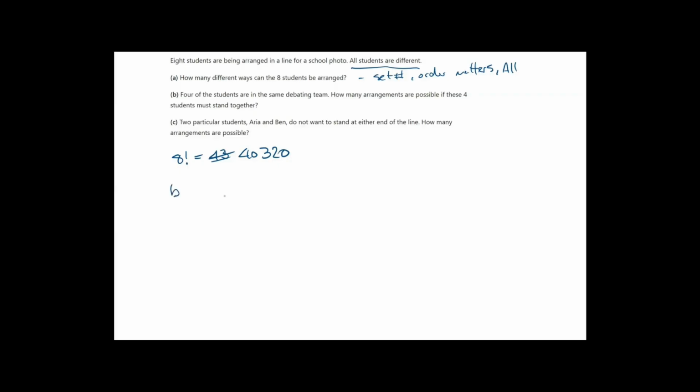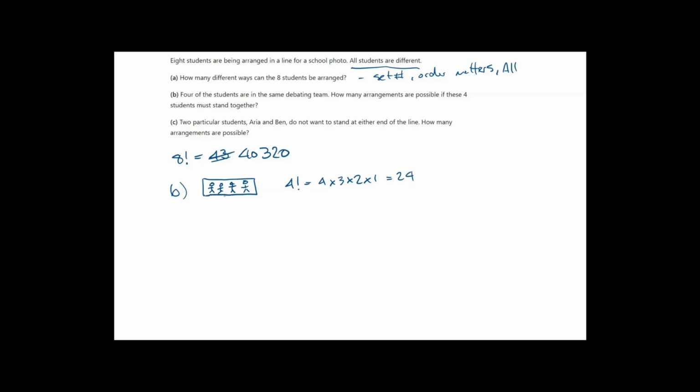So for B, there's still 8 students, but 4 of them are together. So we need to do permutations separately. So here are our 4 students who are in the same debating team. It's a pretty realistic drawing of these people. This guy doesn't have a head, doesn't have a neck. How many ways are there of arranging the debating team? That's going to be 4 factorial. So that's going to be 4 times 3 times 2 times 1. So it's 12 times 2 is 24 different ways.